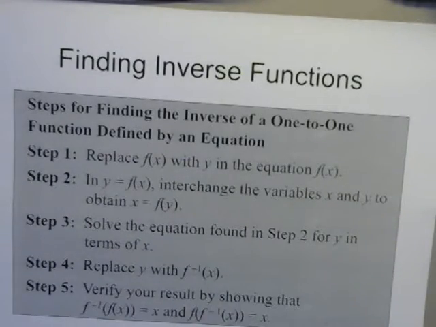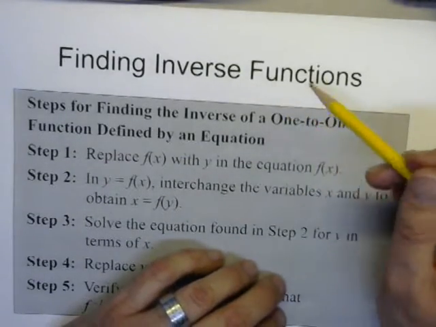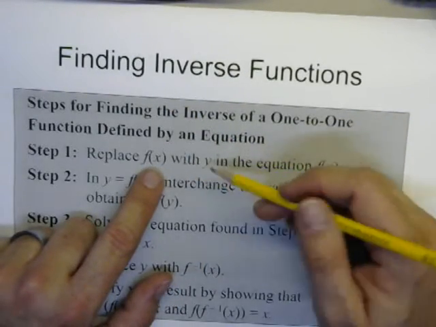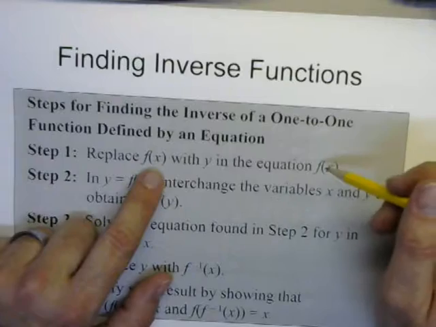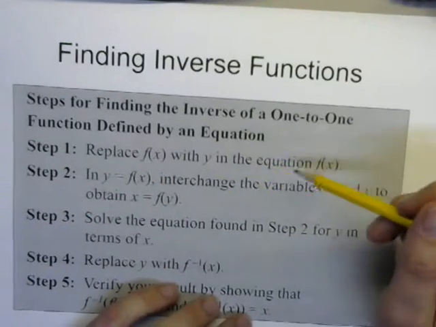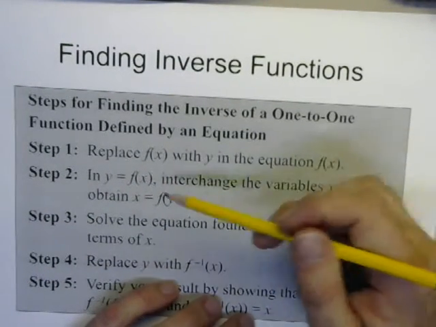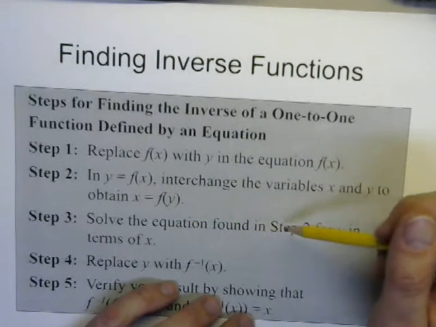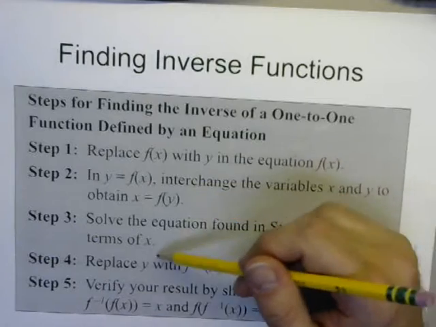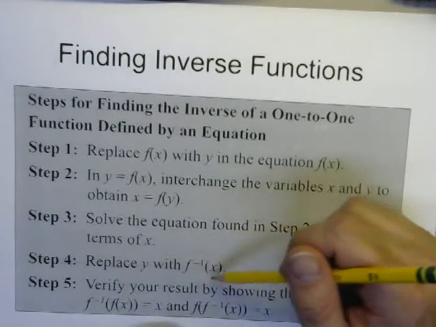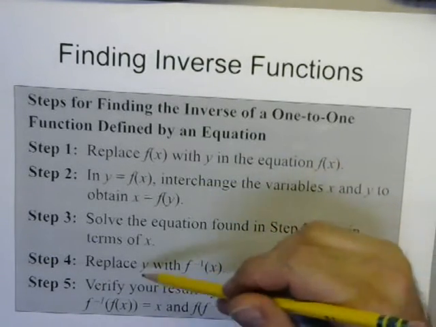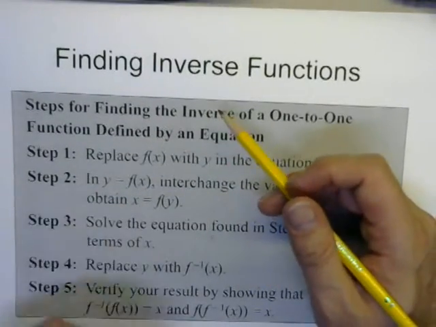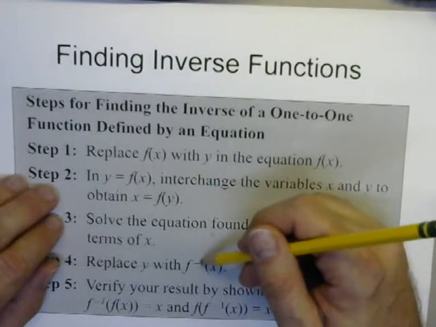Well, it turns out that there's a handy procedure you can use for that, and that is the following. If your function is written in terms of f of x, just replace the f of x with y. That'll just make it easier to solve. Then interchange the variables x and y, and then solve this equation for y, so get y by itself. Then, to make it clear that that's the inverse function, just replace the y with f inverse of x.